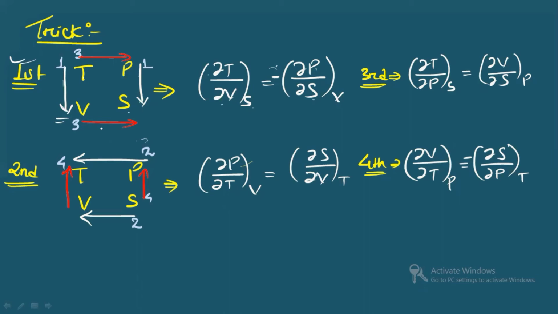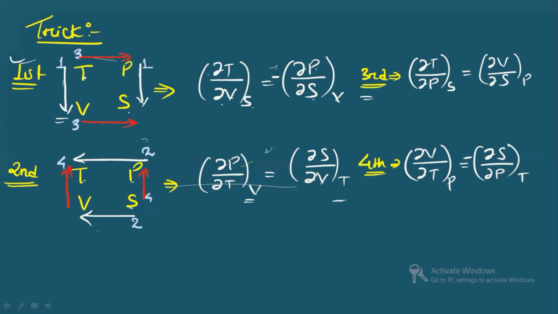For the second one, what will you do? First you see the arrow is on this side, so for the second one we take the reverse of the arrow. In the below side also I have taken the reverse, and I write it as del P del T equals del S del V. Here V is constant, here T is constant. S and P in the derivative are not on the same side, so there is no negative sign. Both are positive.